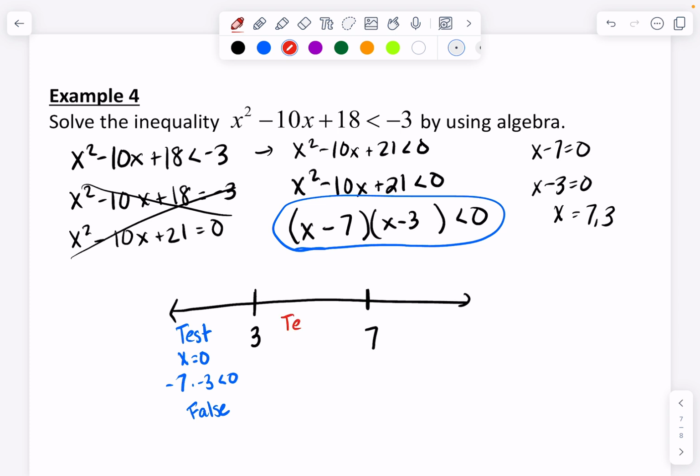Now test a number in between. I'm going to test x equals 4. I just like testing smaller numbers. So I test 4 minus 7, that is a -3. 4 minus 3, that's a 1. Is that less than 0? That's true. So this is part of my answer.